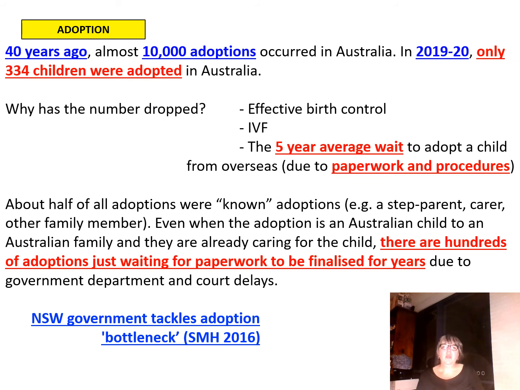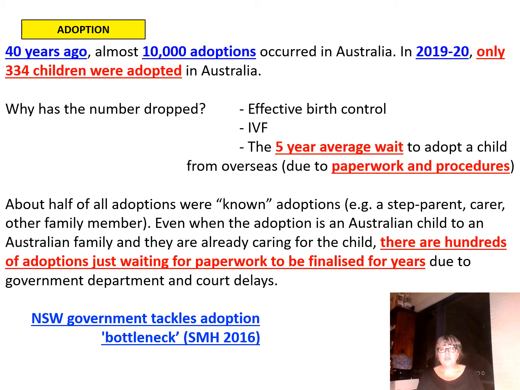40 years ago, almost 100,000 adoptions occurred in Australia. In 2019-20, only 334 children were adopted in Australia. The number has dropped for a number of reasons, and they're good reasons. They show some progression in the world when we look at things like effective birth control and access to birth control. IVF, so in vitro fertilization, has allowed people who formerly were unable to naturally conceive to have children of their own. And there's now pretty much a 5-year average wait to adopt a child from overseas due to paperwork and procedures.